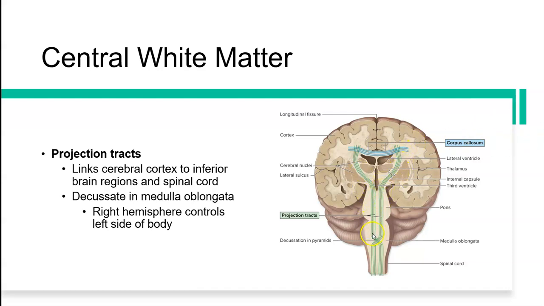Here you can see they decussate, which simply means to cross over, whichever you prefer, crosses over there very near the medulla oblongata in the brain stem. So this allows the right hemisphere to control the left side of the body and vice versa.